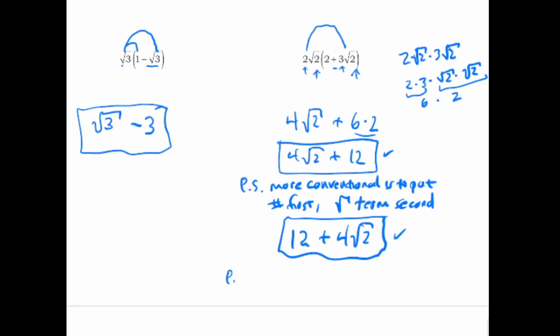Actually, while I'm looking at this, let's say you were working in a textbook or something, and you're looking up the answer in the back. You might not even see this answer. You might see the answer written this way.